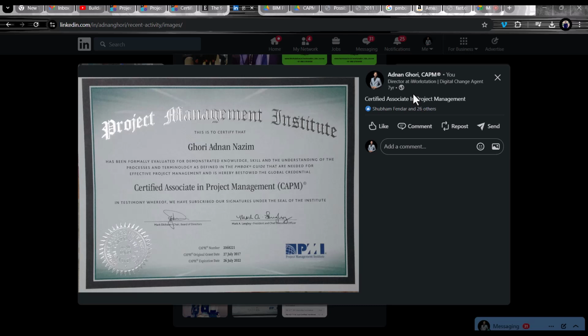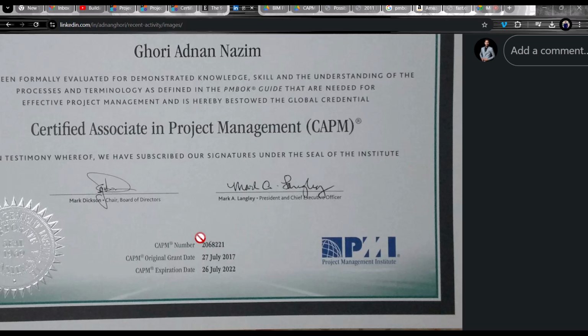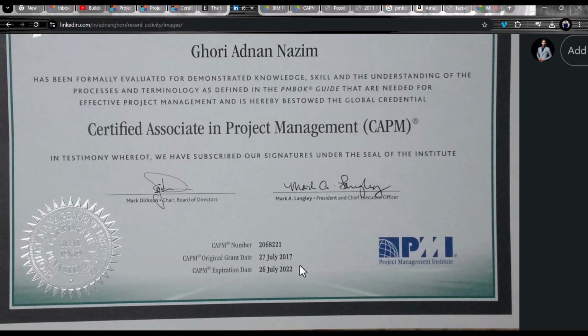It's almost 7 years old, right? So I posted about that I got a certificate in CAPM that time. You can see the dates over here as I zoom in. This is 27th of July 2017, and it was valid till 26th of July 2022. Right now this certificate already expired.